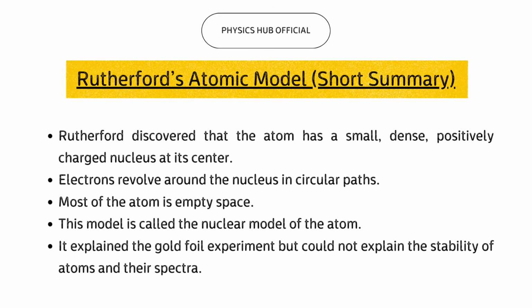So, Rutherford discovered that the atom has a small, dense, positively charged nucleus at its center. Electrons revolve around the nucleus in circular paths. Most of the atom is empty space. This model is called the nuclear model of the atom. And it explained the gold foil experiment but could not explain the stability of atoms and their spectra.